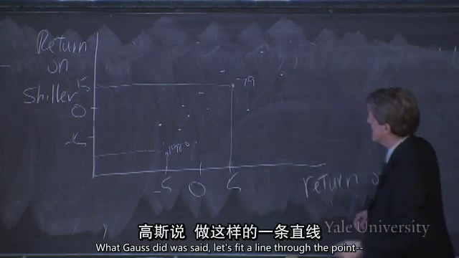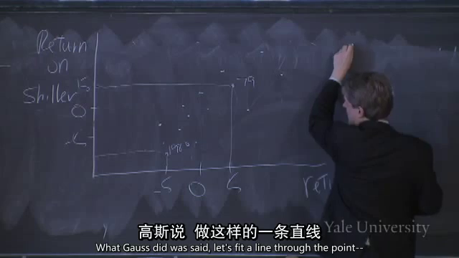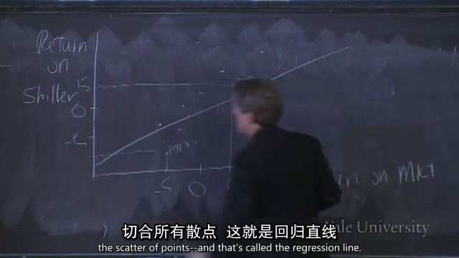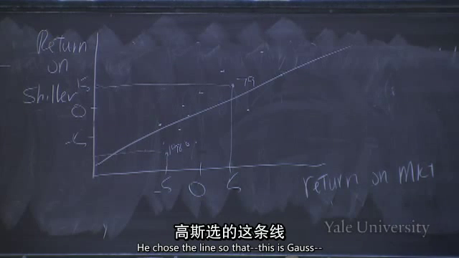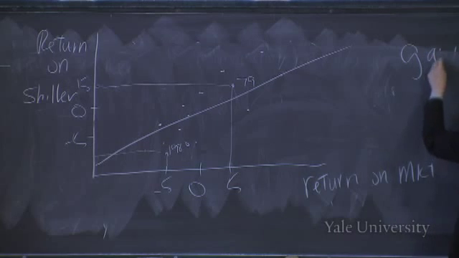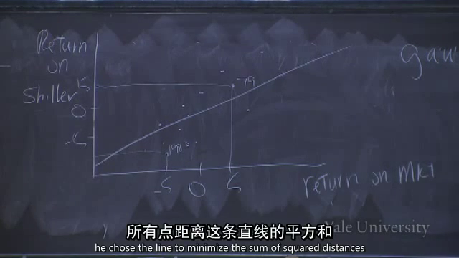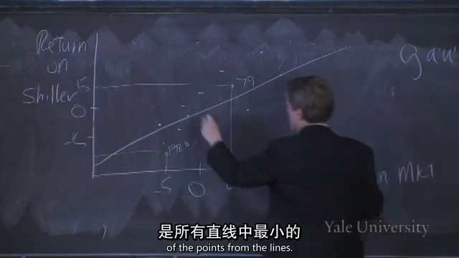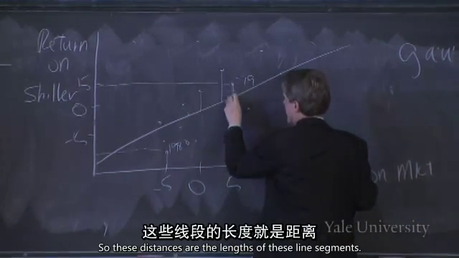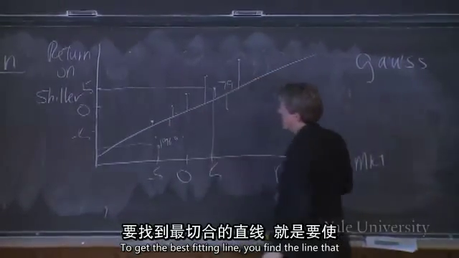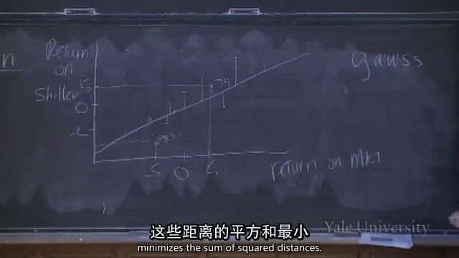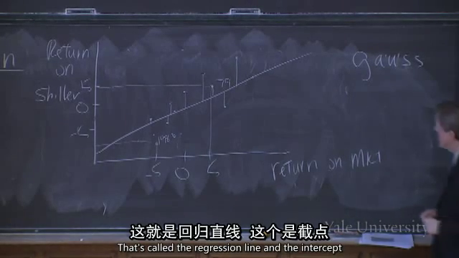So what Gauss did is said, let's fit a line through the scatter of points. And that's called the regression line. He chose the line to minimize the sum of squared distances of the points from the line. So these distances are the lengths of these line segments. To get the best fitting line, you find the line that minimizes the sum of squared distances. And that's called the regression line.